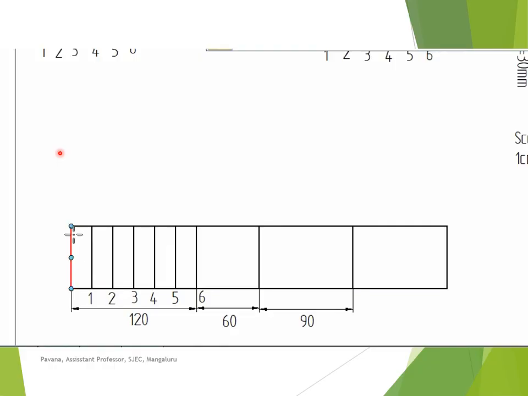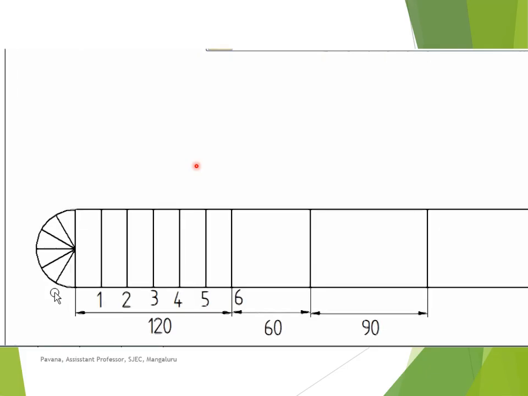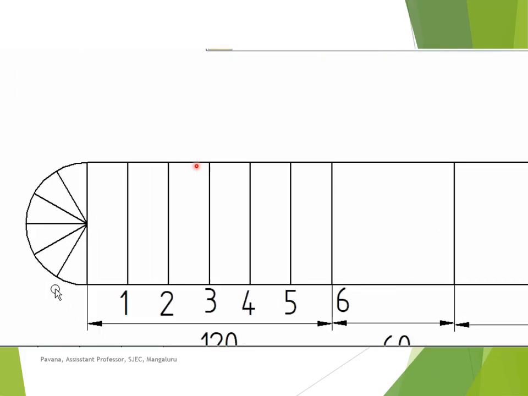Second step is draw a semicircle on any one side of the box. You can draw on this side or on this side. On any one side, draw a semicircle from the center point. So 3 centimeter is the height here, so 1.5 will be the radius. Once you draw the semicircle, divide that semicircle also into the same number of parts. So here you divided into 6 parts, so divide this semicircle also into 6 equal parts. So 180 by 6, 30 degree each.